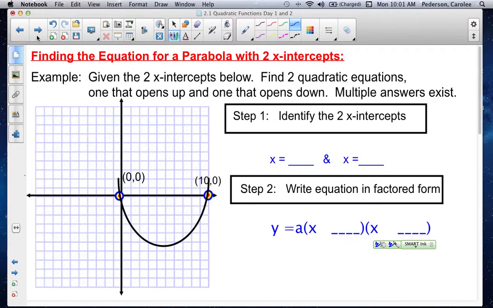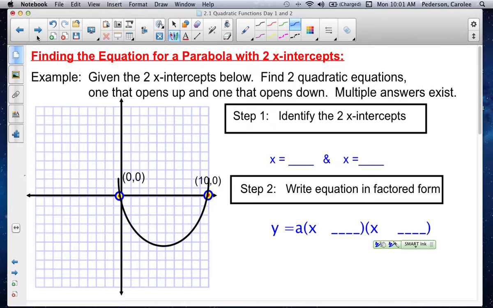This example has multiple answers. So for you in class, to someone else in class, you'll have different answers, and that is fine. So here's what they're going to give you in your homework. They're going to say, given these two x-intercepts below, find two quadratic equations. One of the graphs is going to open up, and the other one, the parabola is going to open down. Multiple answers exist. So it's kind of like the first example we did, and then you get to make up the a. Yep, you get to make up a positive a and a negative a.